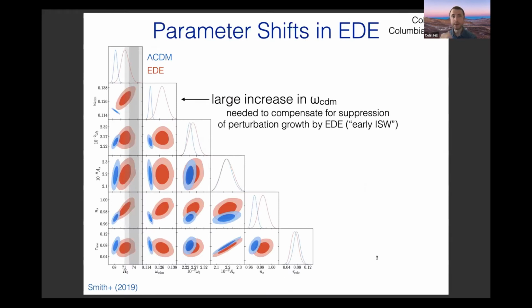So where does this change come from? It's actually really driven by the changes in the standard cosmological parameters that one needs to fit CMB data in these models.